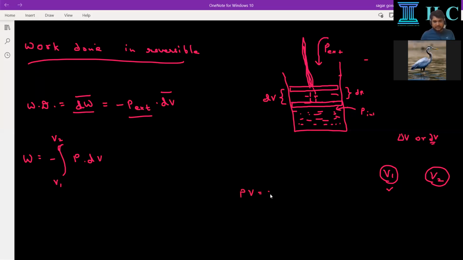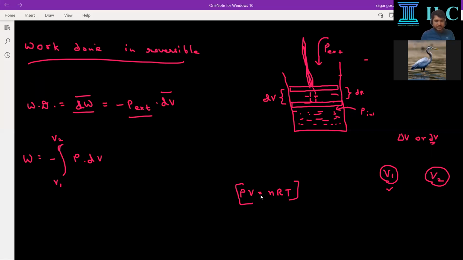Actually there is an equation known as PV is equal to nRT. When I teach you the gas laws, I will tell you the ideal gas equation is PV equals nRT. R means gas constant, n means number of moles, T means temperature, V means volume, P is pressure.